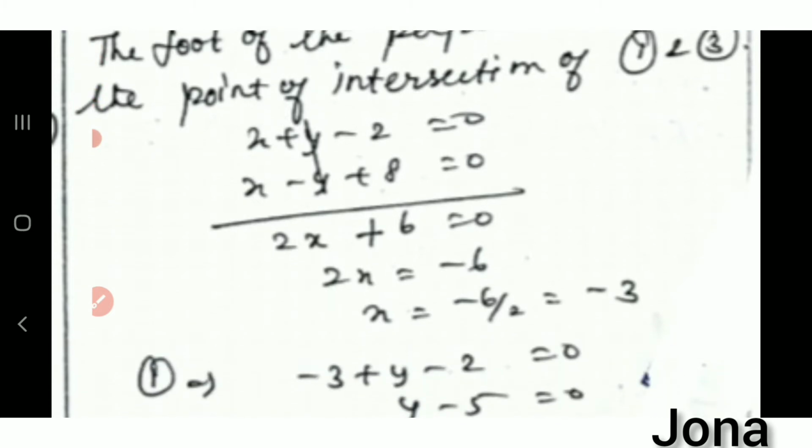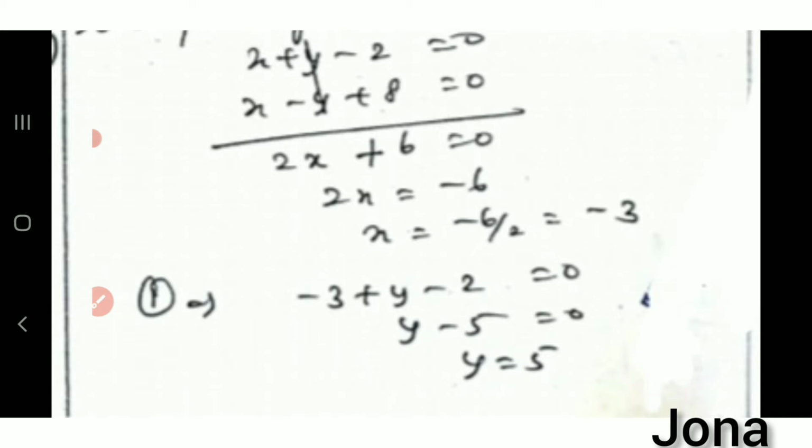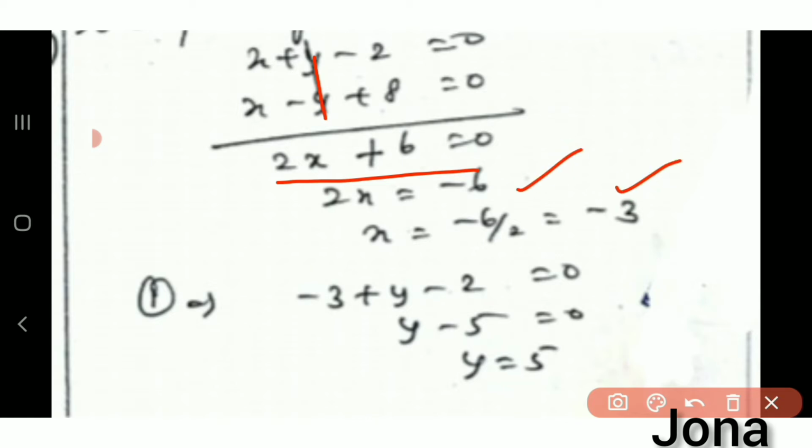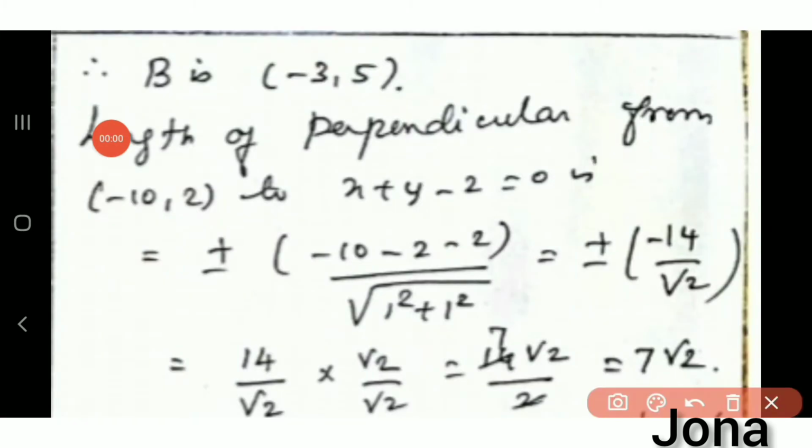So x plus y minus 2 equal to 0. The next equation is x minus y plus 8 equal to 0. If you simplify this, we can cancel these two. So that 2x plus 6 equal to 0. That means 2x equal to minus 6. That is x equal to minus 3. If we substitute the values here, minus 3 plus y minus 2 equal to 0, we have y minus 5 equal to 0, which is nothing but y equal to 5. Now we got the value, that coordinate of B is minus 3 comma 5.